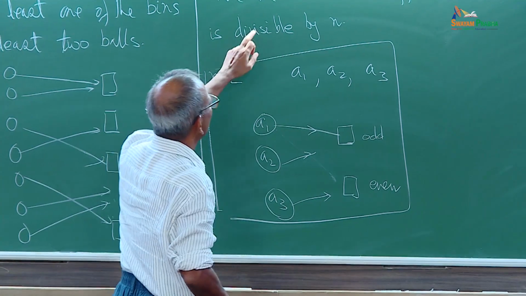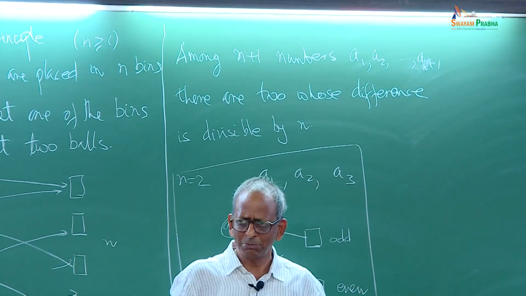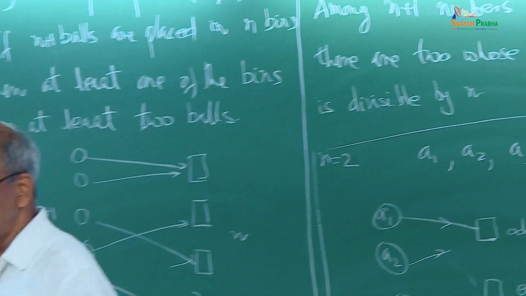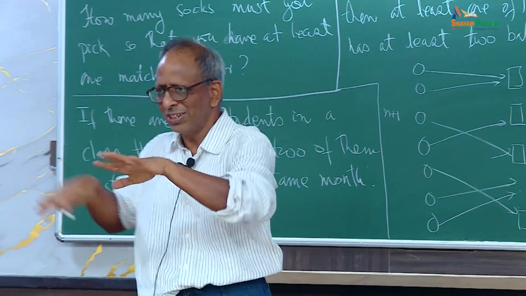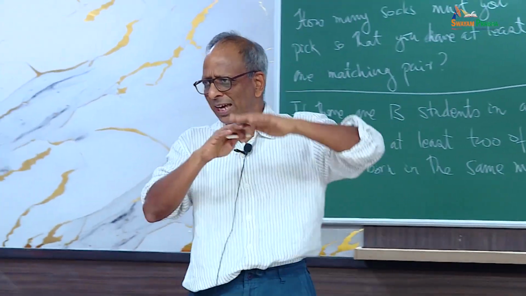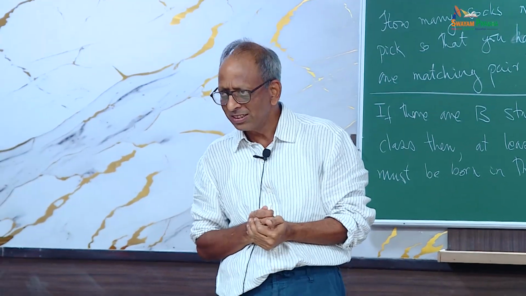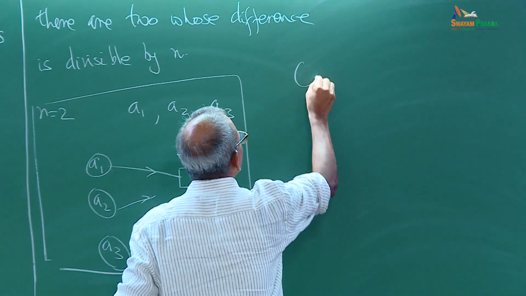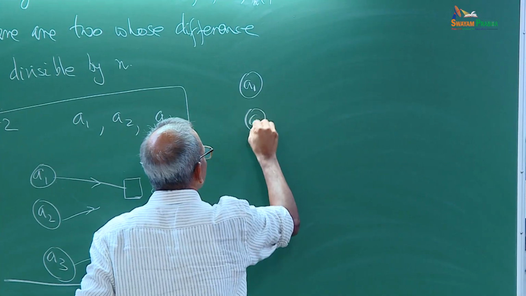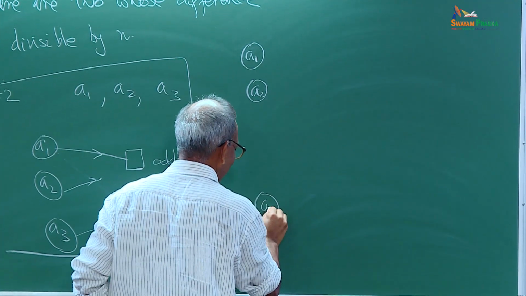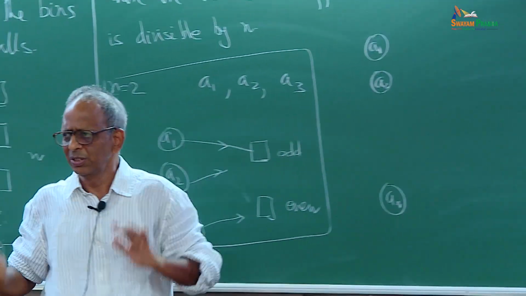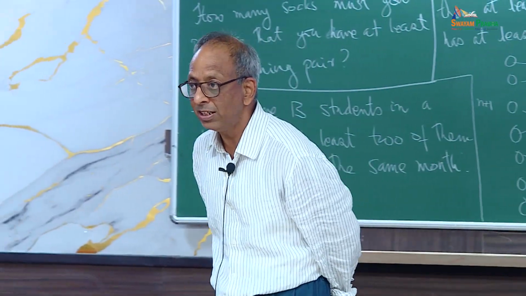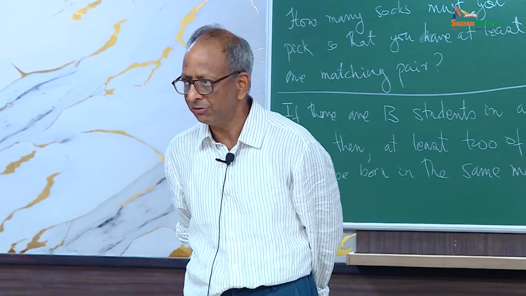What would you do for general n? I would just like you to think. Much of the answer was already heard in this room. So you have n plus 1 numbers. Now let me do the hard work for you. A1, A2, up to A(n+1). These are the balls. What are the boxes? Remainder when divided by n.